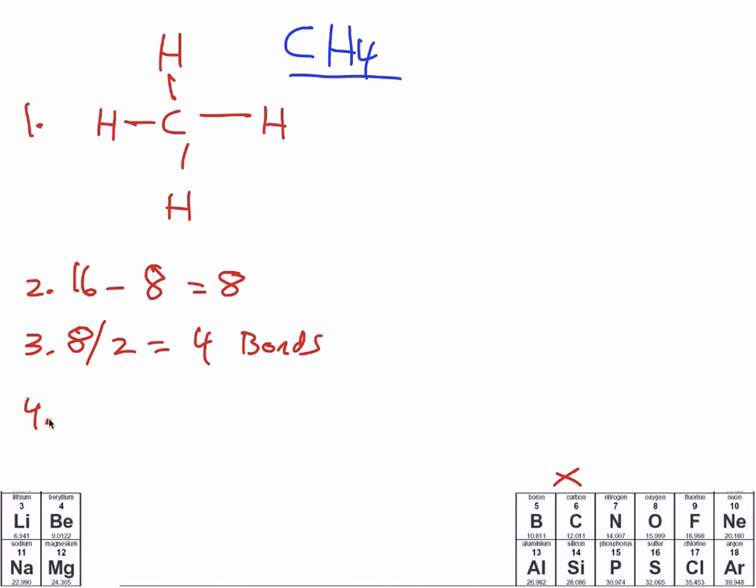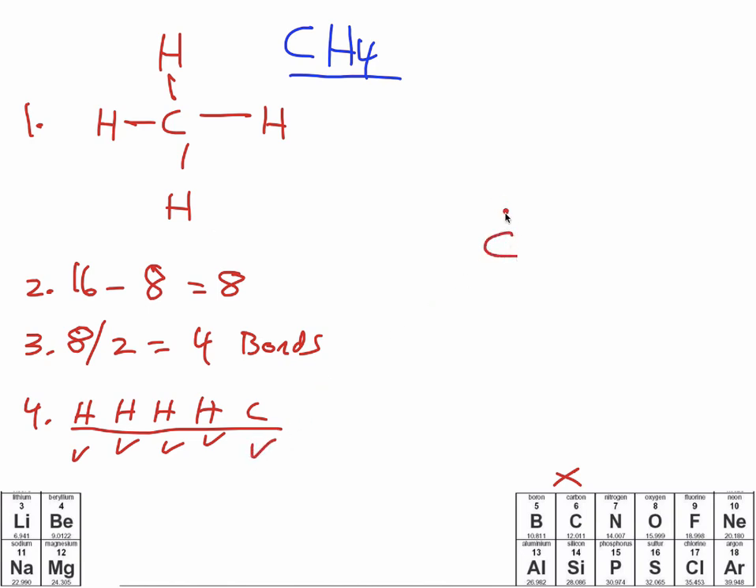And let's see if each element has its octet satisfied. Hydrogen only needs 2. 2, 2, 2, 2. So each hydrogen is good. And the carbon needs 8. 2, 4, 6, 8. Good to go.